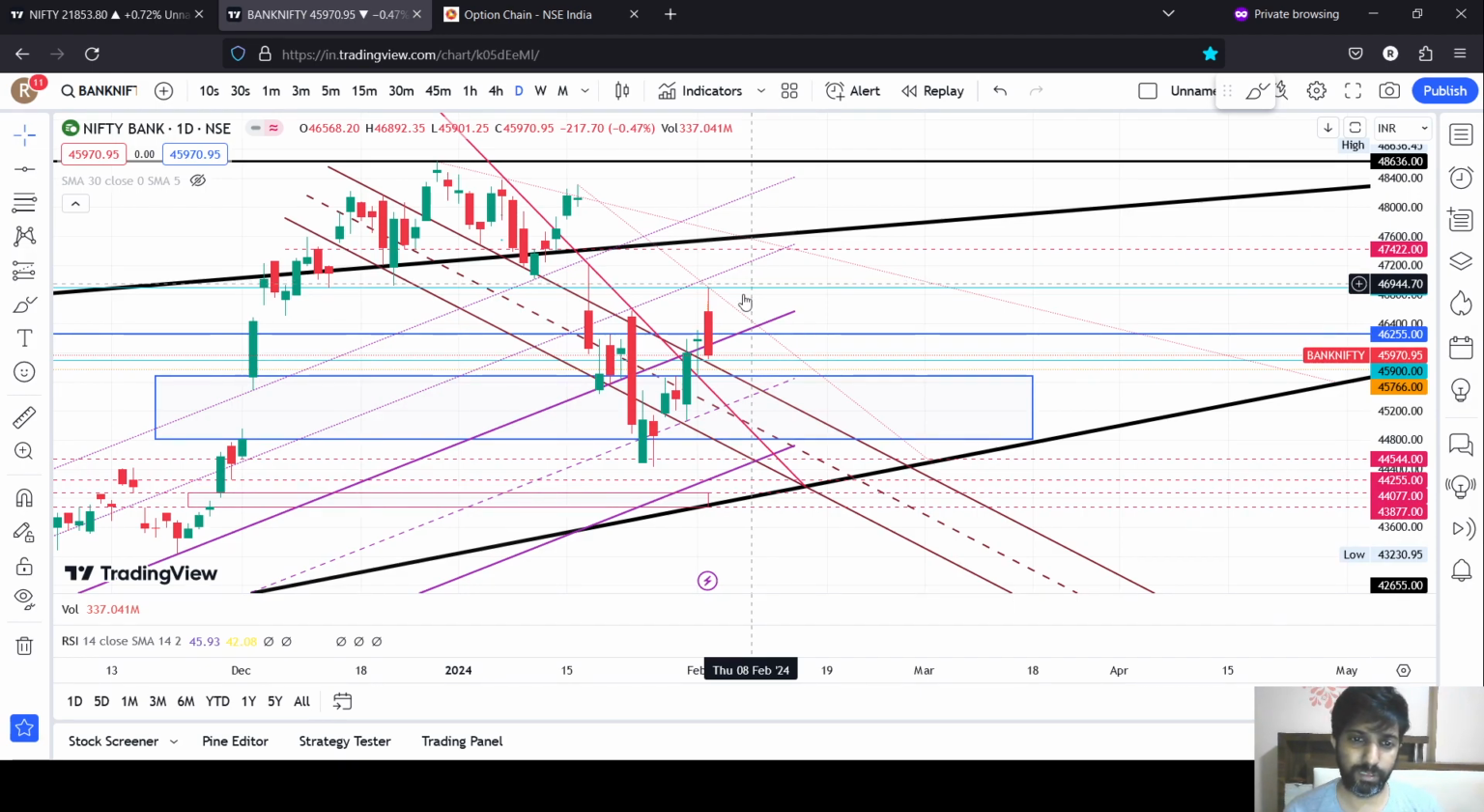Also, if you compare the last candle and the previous day's candle, which was the first Feb interim budget day candle, these two also seem to form a bearish engulfing pattern, right? The body of the previous candle is completely engulfed by the body of the bearish candle.